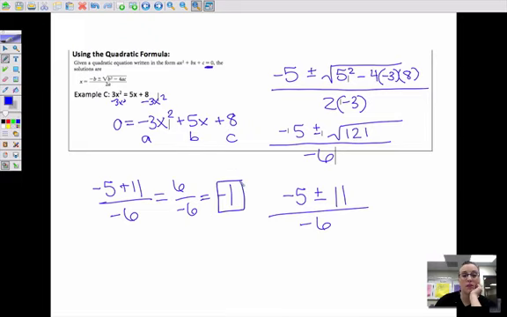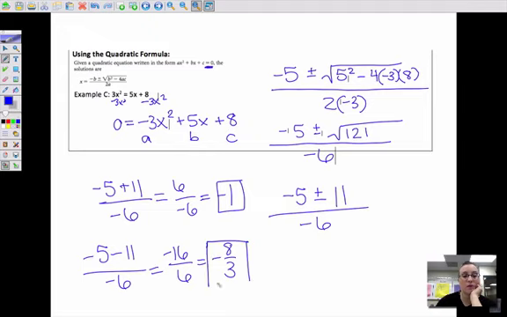There's one solution. Or negative 5 minus 11 divided by negative 6, which would be negative 16 divided by 6. I'm going to leave this answer as a fraction, although you could do a decimal if you wanted to. So I'm just going to reduce, divide by 2, that gives me negative 8/3. So there's my two solutions. Another way to do it there.